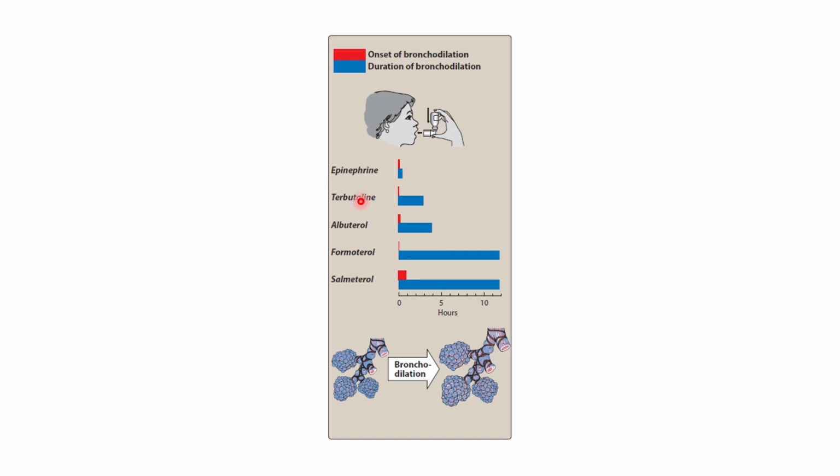As an anti-asthmatic drug, epinephrine is seldom used because of its very short duration of action, and the most commonly used drugs include terbutaline, albuterol, and long-acting formoterol and salmeterol. Terbutaline and albuterol are used for acute bronchial asthma attack, whilst formoterol and salmeterol can be used for the prevention. So all these drugs will lead to the bronchodilation.